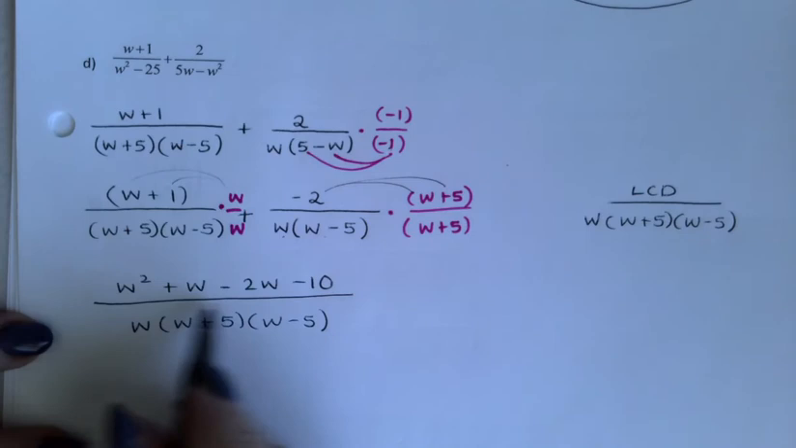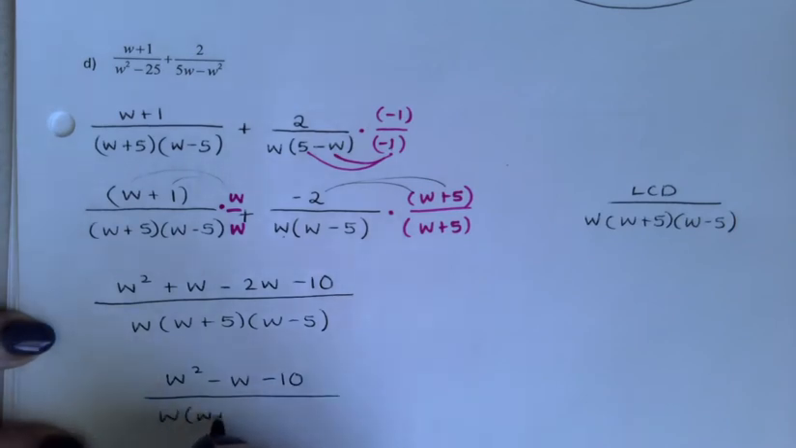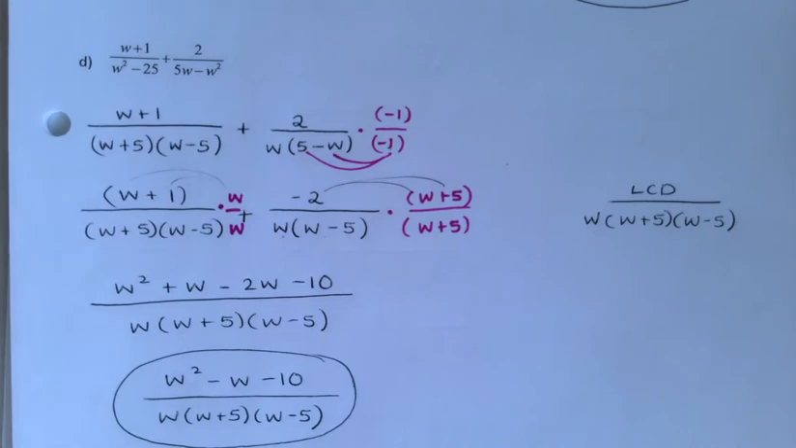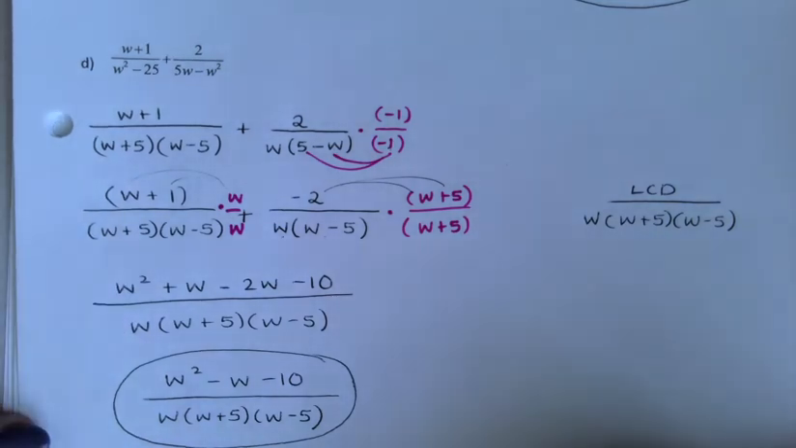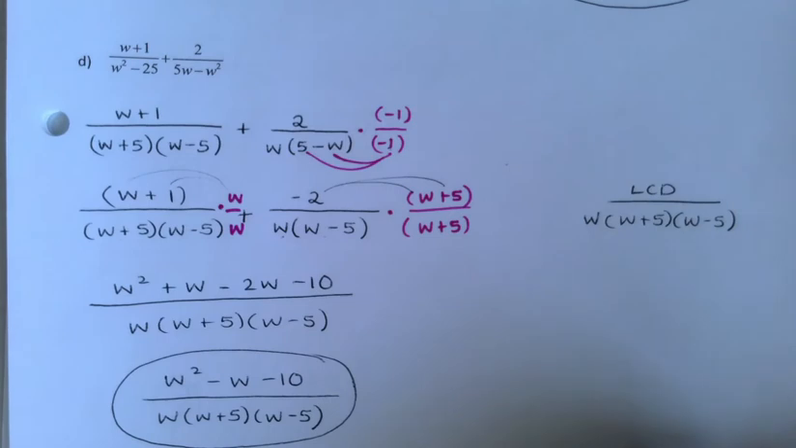So a tiny bit of simplifying on the top. W squared minus w minus 10. And keep that LCD. That does not factor, so I know I'm done. All right, so biggest thing with adding and subtracting, just always make sure you create that common denominator before you actually combine things and do the addition or subtraction.